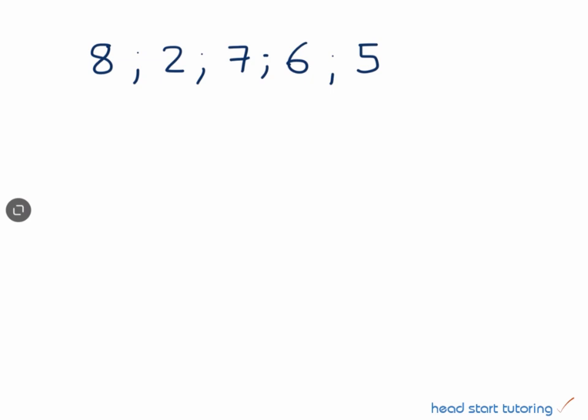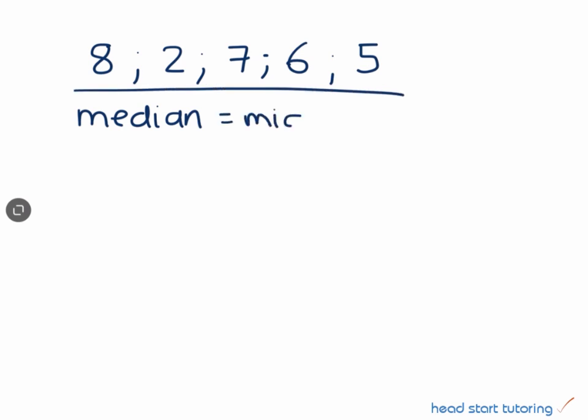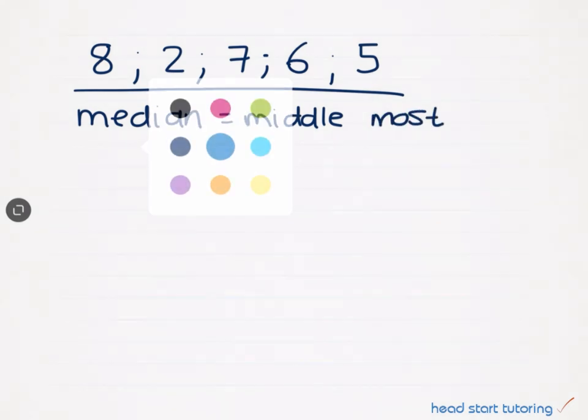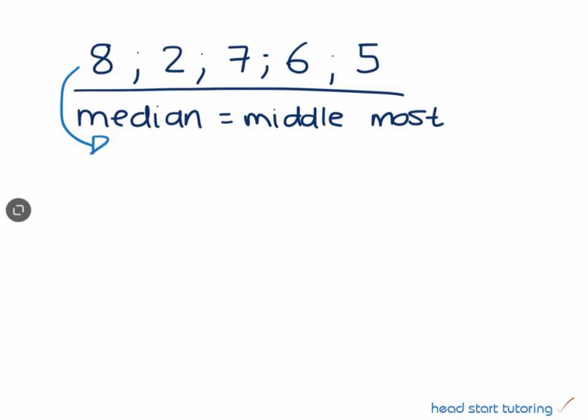If I wanted to find the median of these 5 numbers, I need to find the middlemost number. And in order to do that, I need to rewrite these numbers in ascending order, so from smallest to biggest. So we've got 2, this 2 is my smallest number, 5, 6, 7, and 8.